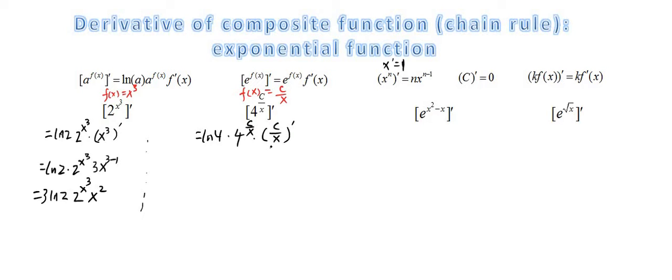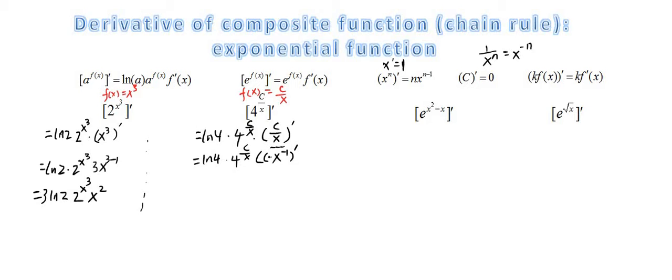Okay, for this derivative, we have c over x. And we're gonna transform it. How to transform it? We're gonna follow the formula here. If we have 1 over x to the power n, that can be x to the power negative n. So for this case, we can have ln 4 times 4 to the power c over x times c times x to the power negative 1.